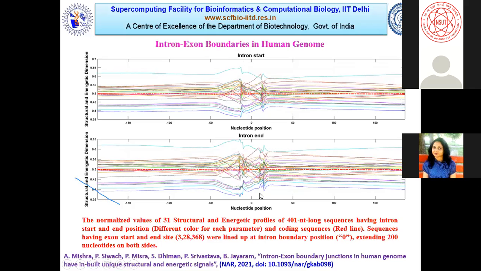Now that we have these properties figured out, we can use artificial intelligence techniques and machine learning methodologies to come up with better software. So this got published very recently, 2021 in NAR. NAR is the Nucleic Acids Research journal. This is my PhD student Akhilesh Mishra, and that's the story of this part.